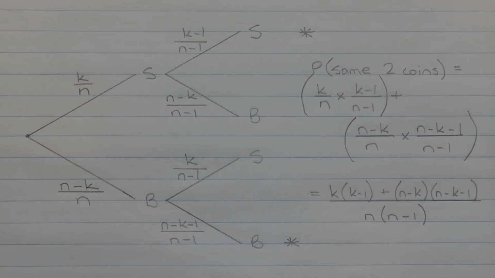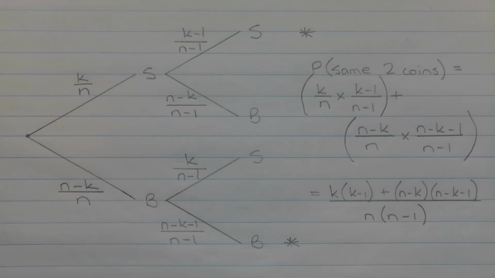Let's have a look at the probabilities in the first draw. So the probability of drawing a silver coin in the first draw must be k over n. And the probability of drawing a bronze coin, which is the complement of drawing a silver coin, must be n minus k over n. Now this is selection without replacement. We're not putting the coin back in the bag.